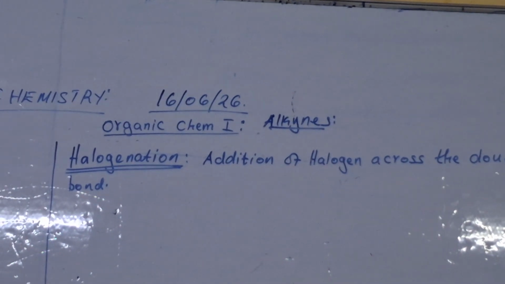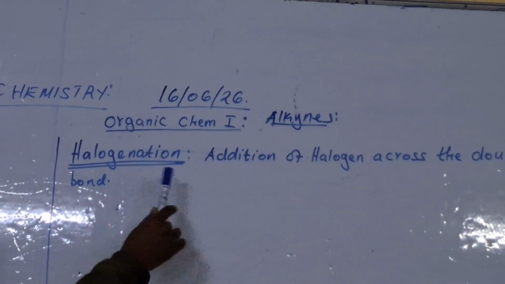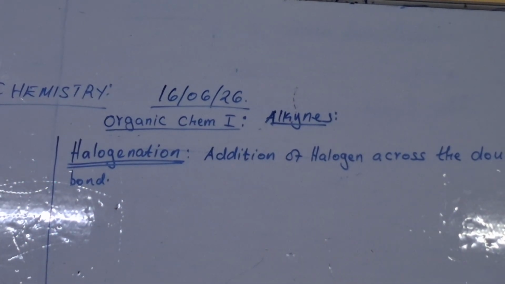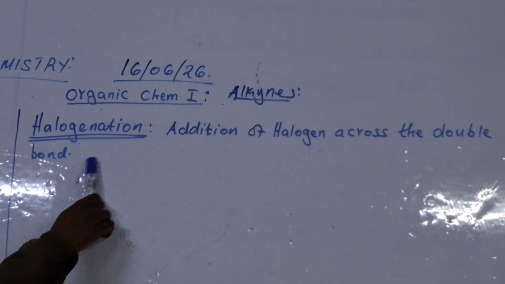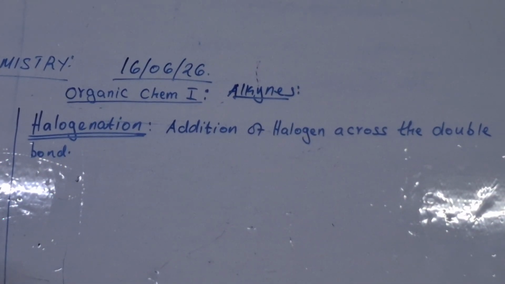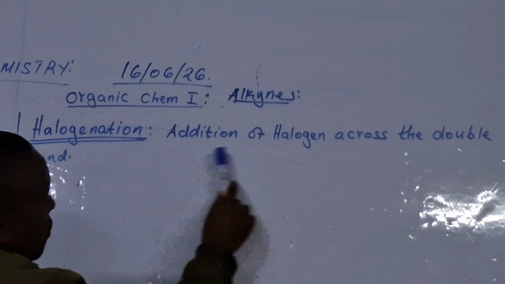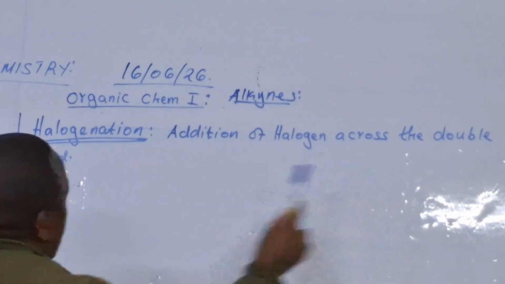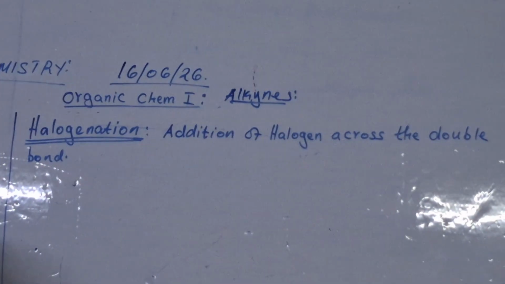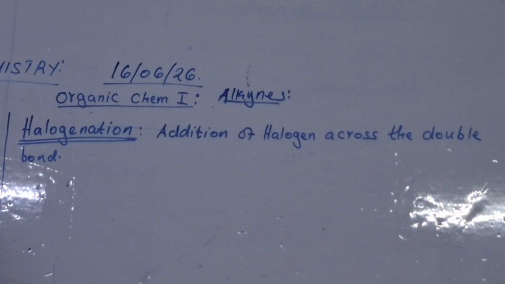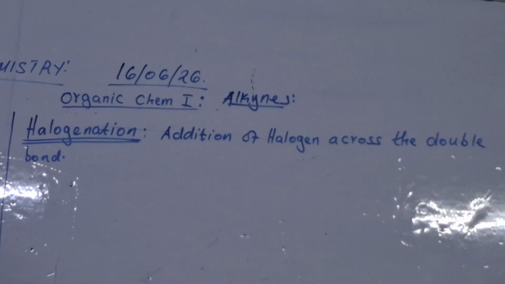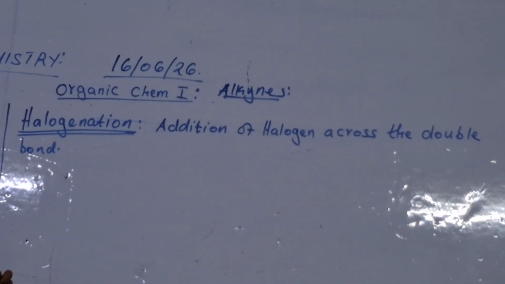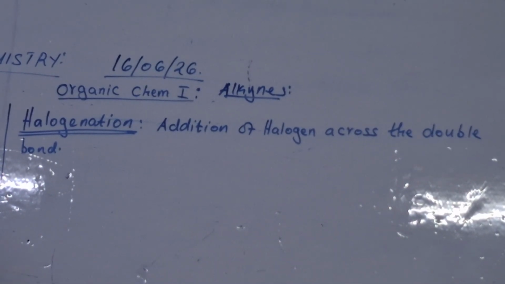Now, let us look at halogenation of alkenes. So what is halogenation? Halogenation refers to addition of halogen across the double bond. So a halogen is added across the double bond. A halogen is any member of what? Group 7 of the periodic table.